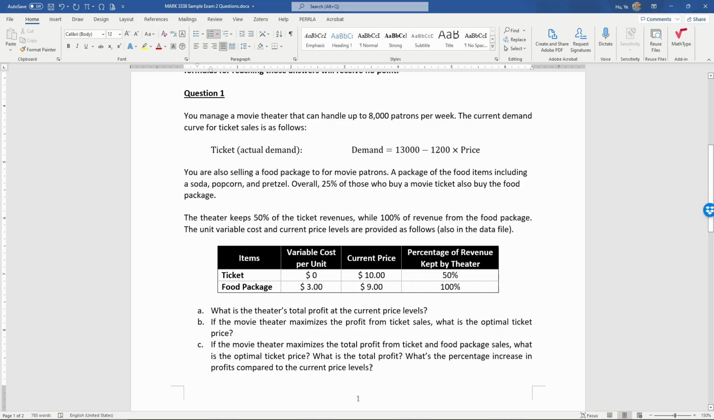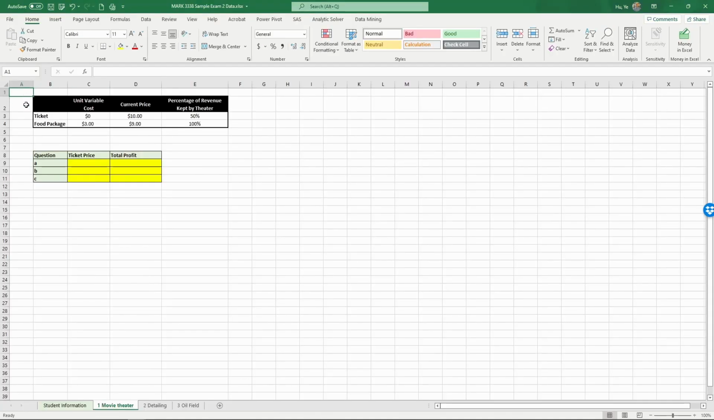Next, let's look at the data. The data is pretty straightforward. We have tickets and food packages and their variable cost structure, current price levels, and the percentage of revenue kept by the theater. And when you think about this problem, it's actually fairly similar to the razors and blades example we have discussed in the course lecture.